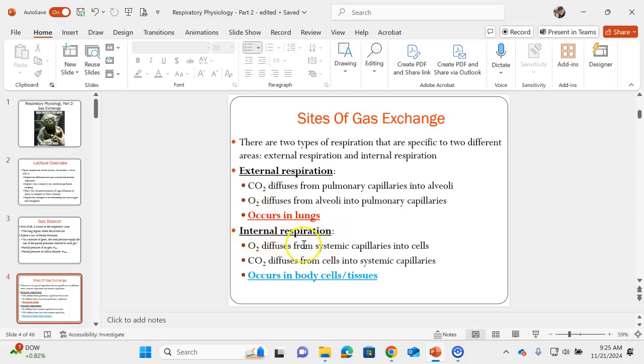Internal respiration is referring to gas exchange at the cellular level. So this blood here that gets oxygenated in the pulmonary capillaries goes to the left ventricle and gets pumped out to the entire body.